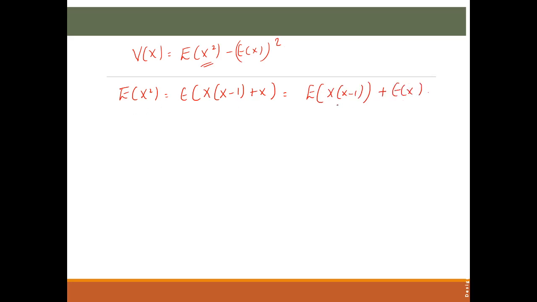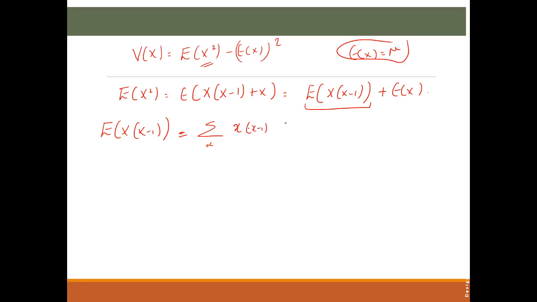Okay, so now I will find this E of x into x minus 1. By definition, this is sigma over x, x into x minus 1 into p of x, which is e raised to minus mu, mu raised to x by x factorial. So range is 1 to infinity.